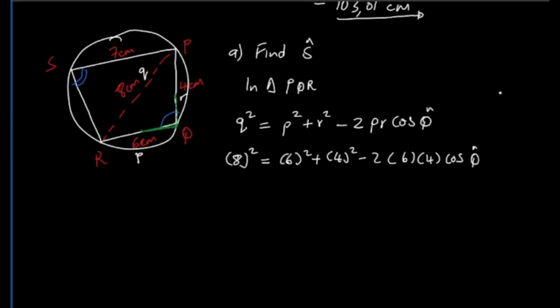64 is equal to... what is 6 squared? 36. Now 36 plus 4 squared, that's 16. 16 plus 2 times 6 is 12. 12 times 4, that's 48. Now 48, then minus 48 cos of Q. So now I need to put the 48 cos Q on the other side so that it can be positive.